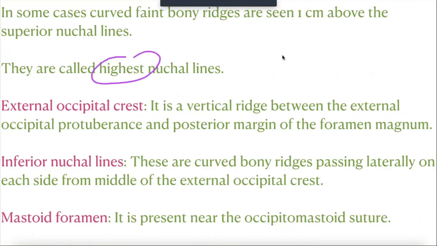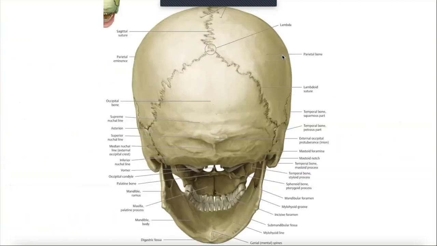And then we have a feature called the external occipital crest. It's a vertical ridge between the external occipital protuberance and the posterior margin of the foramen magnum. And the inferior nuchal lines are curved bony ridges passing laterally on each side from the middle of the external occipital crest. And there is one foramen called the mastoid foramen. It is present near the occipitomastoid suture.